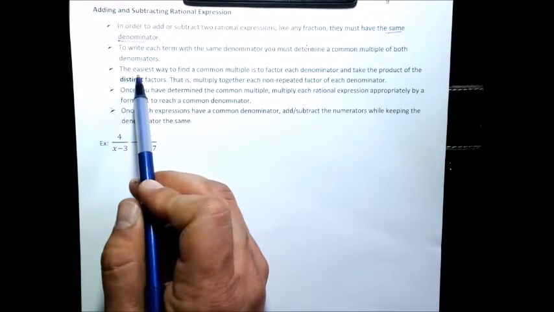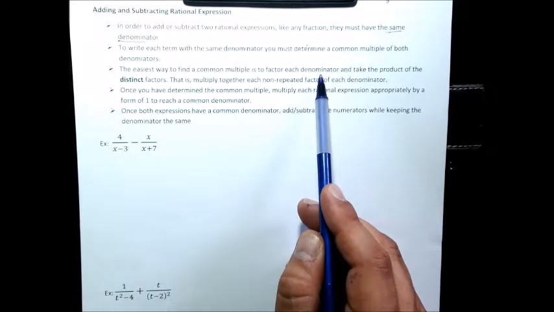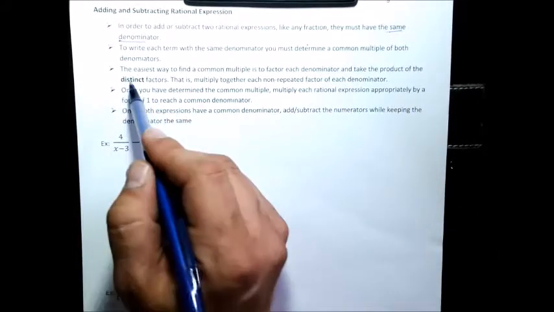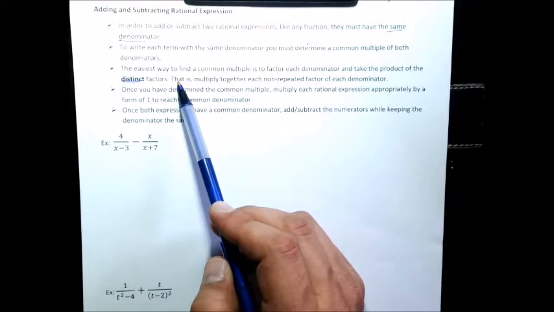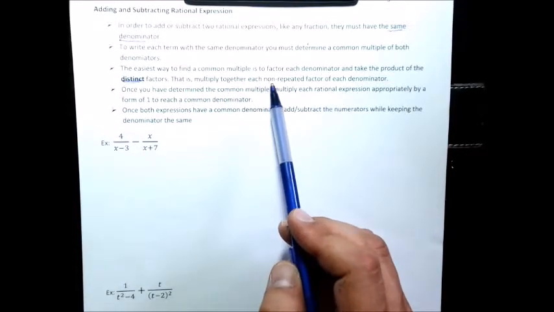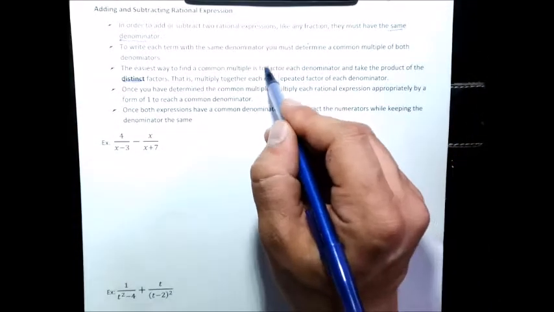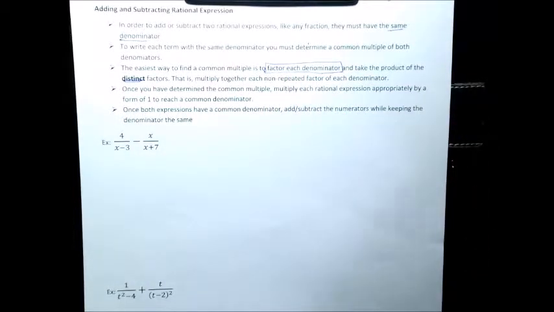The easiest way to find a common multiple is to factor the denominators, and then whatever the product of the distinct factors is, and distinct is important, is going to be the common multiple. That is, multiply together each non-repeated factor of each denominator. And we'll look at what I mean by that. But we're going to be looking at the factors of the denominator, which means we need to factor it, right? Once you have the common multiple, you just make sure both pieces have that by multiplying by the common form of 1 to reach that denominator.